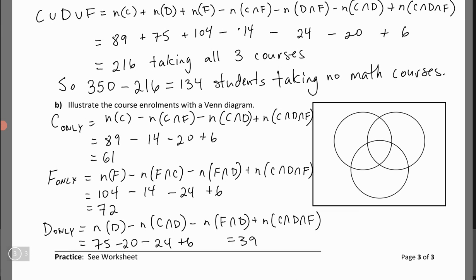So now I have the numbers I need to fill in my Venn diagram. So calculus, functions, and data. Okay, the sample space S is 134 outside this set, who are not taking these math courses. And so I know I have 61 taking calculus only, 72 taking functions only, and 39 taking data only at this school. Okay, what about the other numbers?